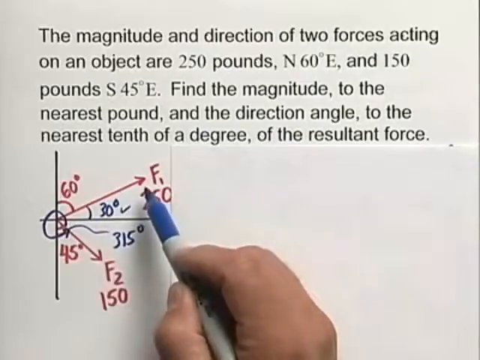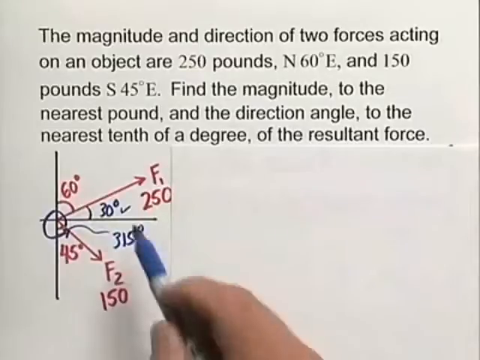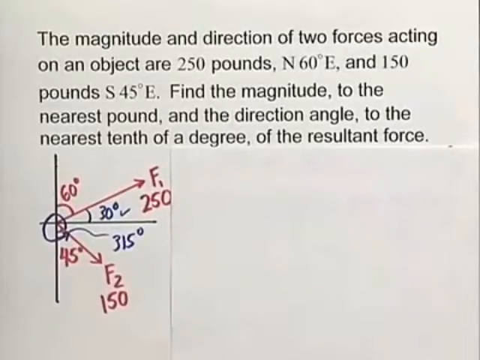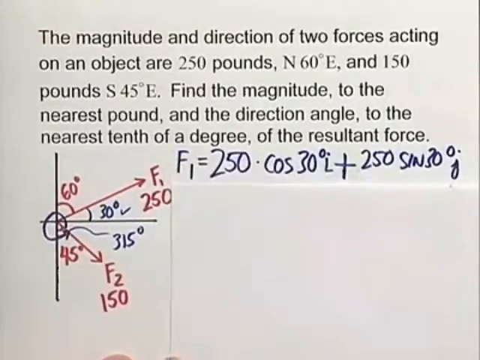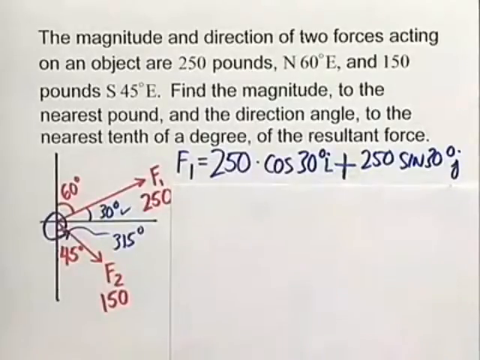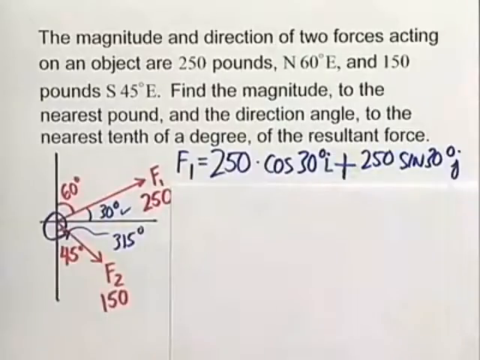Alright, let's look at the first force. It's 250 pounds in the direction of north 60 degrees east, so I've drawn that here. Notice that creates a reference angle in the first quadrant of 30 degrees. So we use these values to represent our force as a vector F1. So we have 250 times cosine 30 degrees i plus 250 times sine of 30 degrees j.